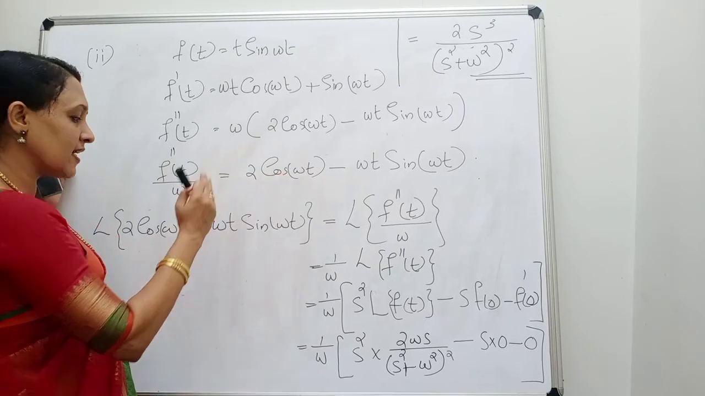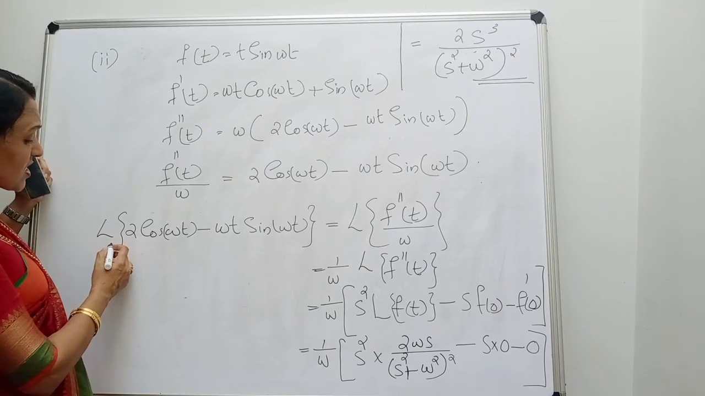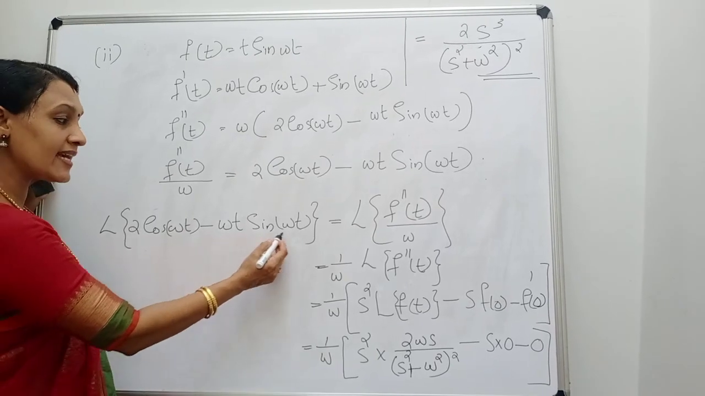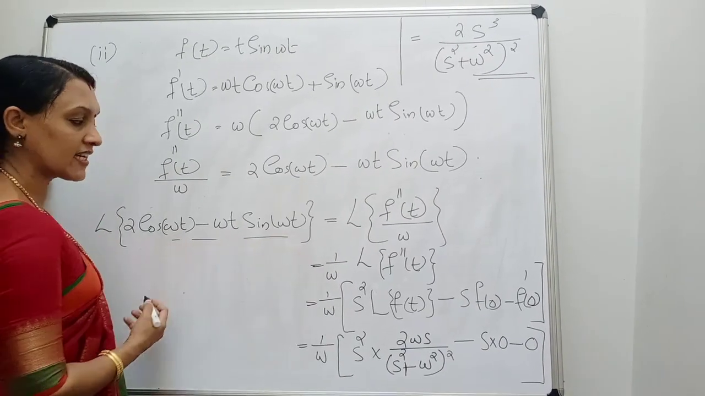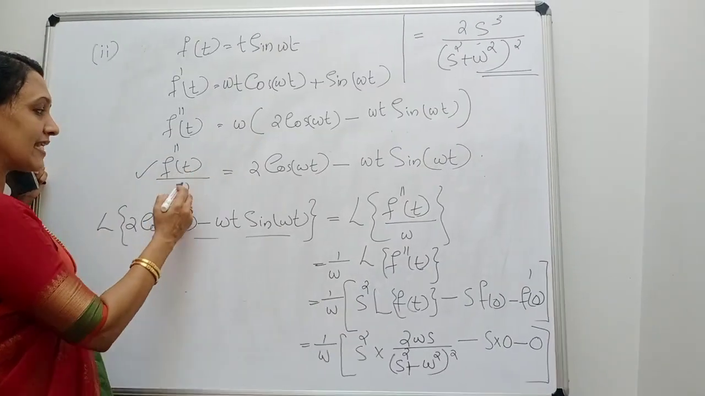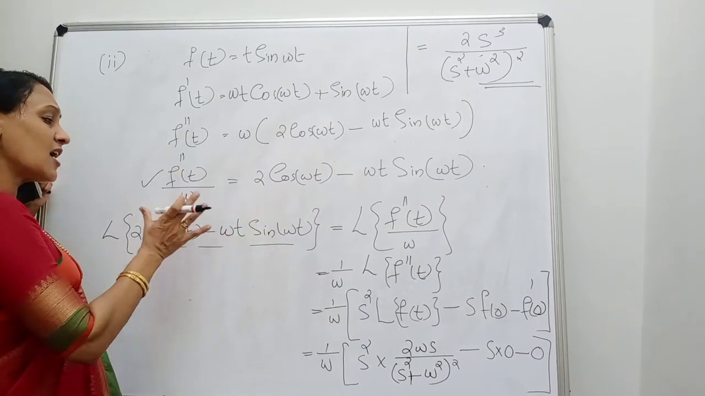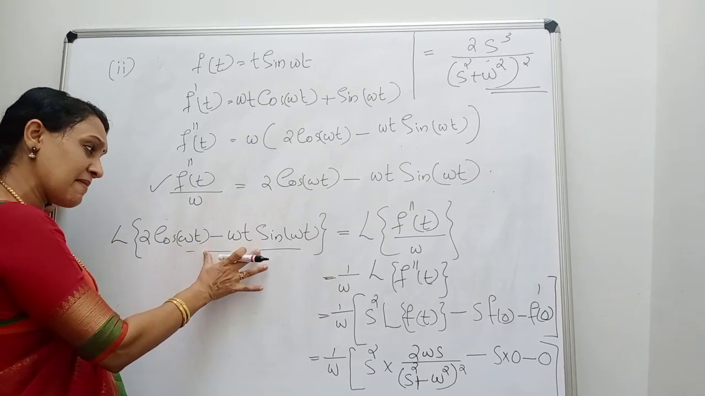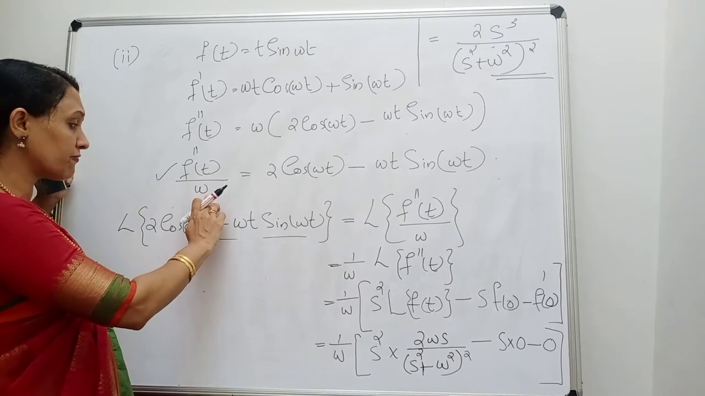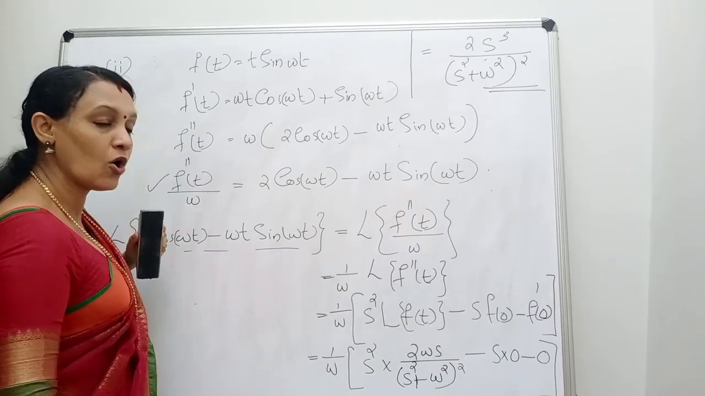Okay, now you take the second question. What are you asked to find? You are asked to find the Laplace transform of 2 cos omega t minus omega t sin omega t. This you are asked to find. It's the Laplace transform. Now look at what we obtained here. f double dash t by omega is the same expression, isn't it? So you are asked to find the Laplace transform of this function. It is the same as f double dash t by omega. So actually what you have to find is L of f double dash t by omega.